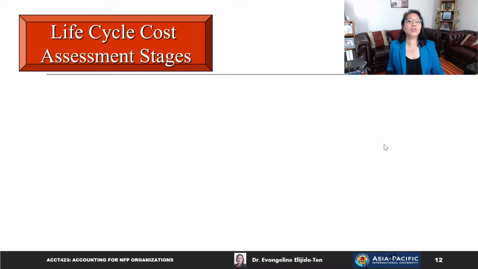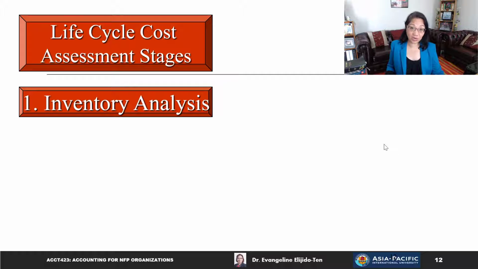So life cycle assessment has 3 stages, and it's easy to remember because each starts with I. So the 3 I's of life cycle assessment stages are: first, inventory analysis.